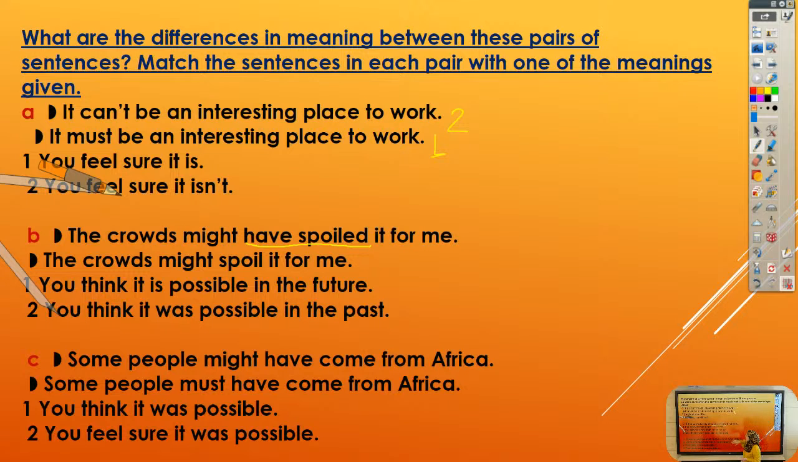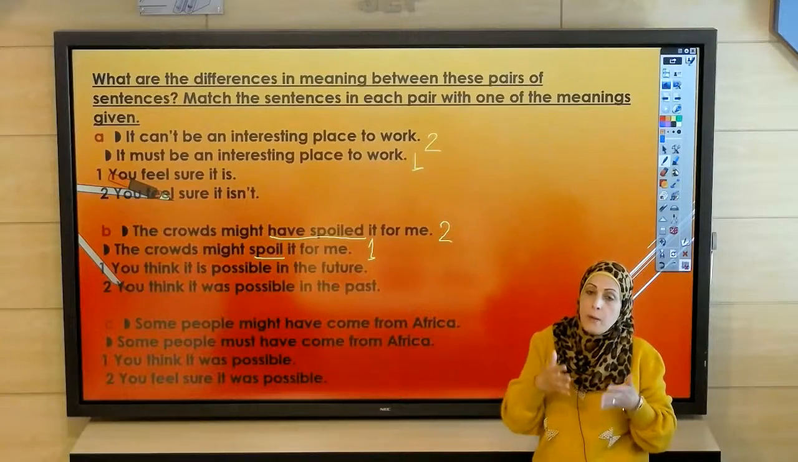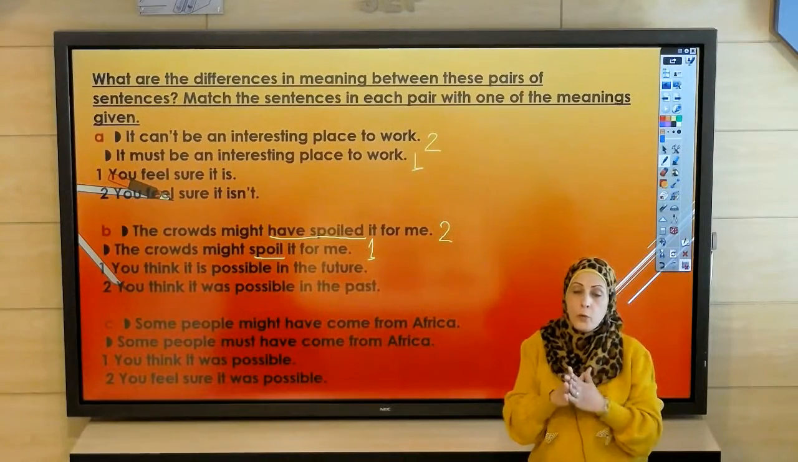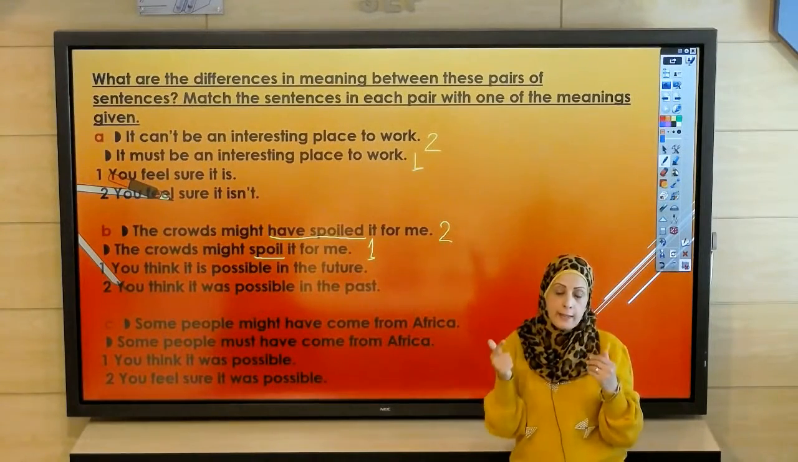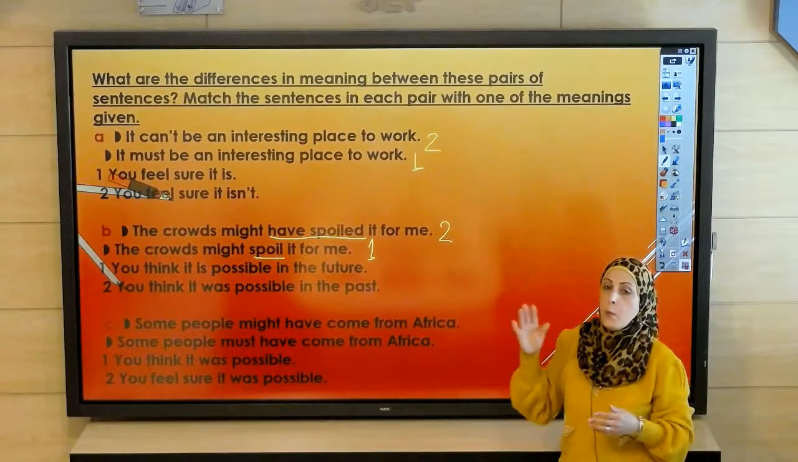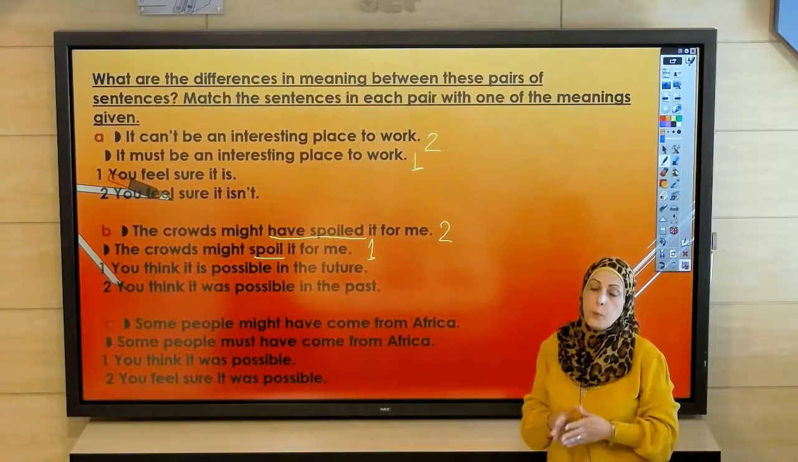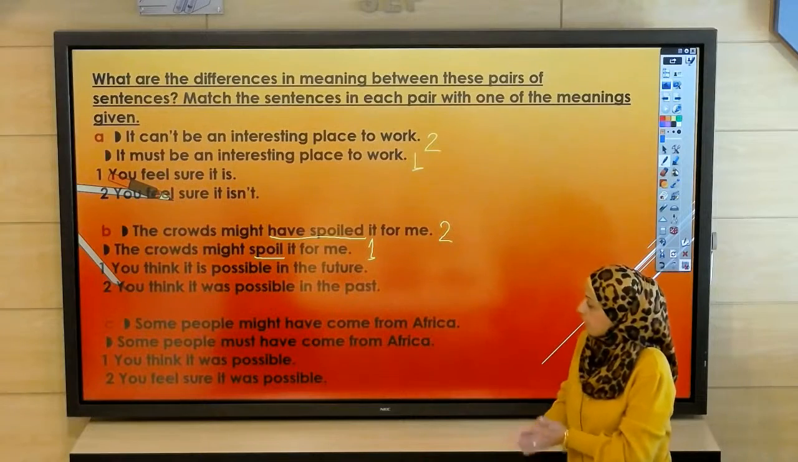So you think it was possible in the past. The crows might spoil. Here we have the infinitive. So it is possible in the future. Okay? So when our sentence is in the past, we are talking about something in the past, we use after must, after can't, after might have, the past participle.